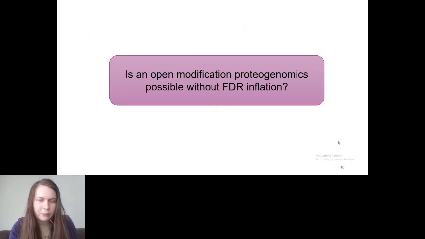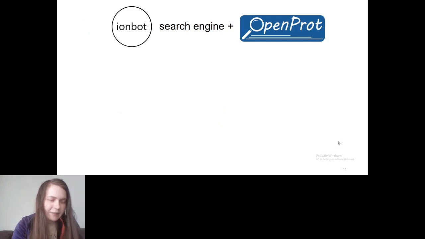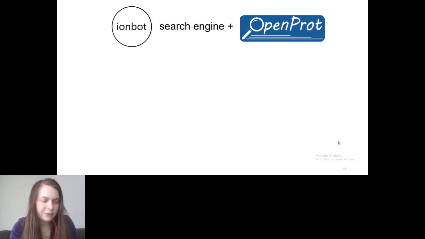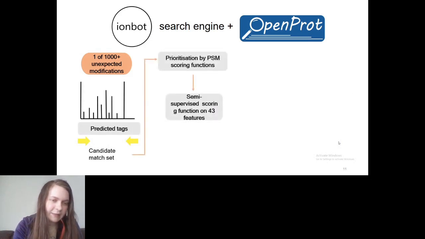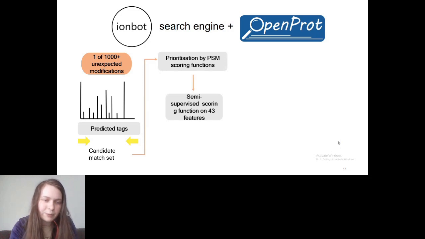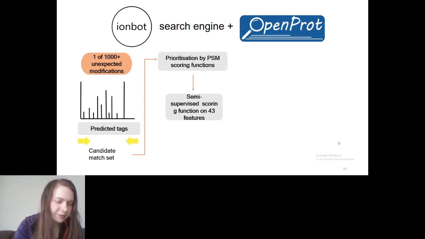However, can we do better with FDR control in open modification proteogenomics? Here we challenge the search engine IonBot with this task. IonBot is a semi-supervised machine learning engine that allows one unexpected modification per peptide. It narrows down the peptide candidate set by predicting sequence tags, and then rescores them with a semi-supervised model based on fragment features like predicted intensities and peptide retention time.